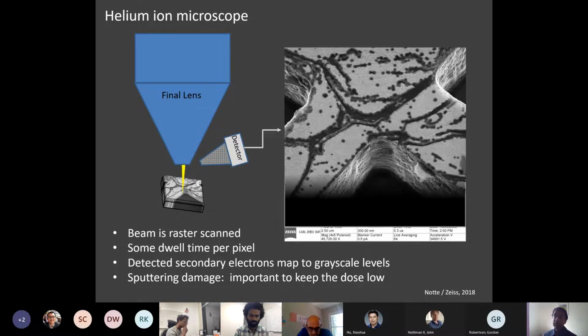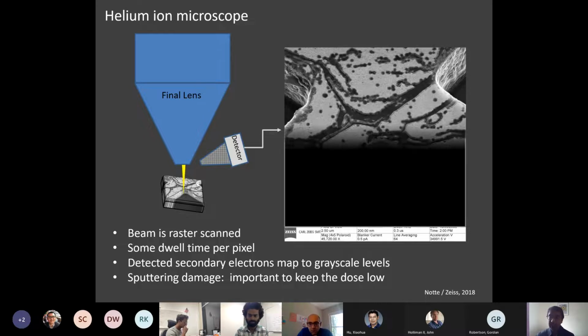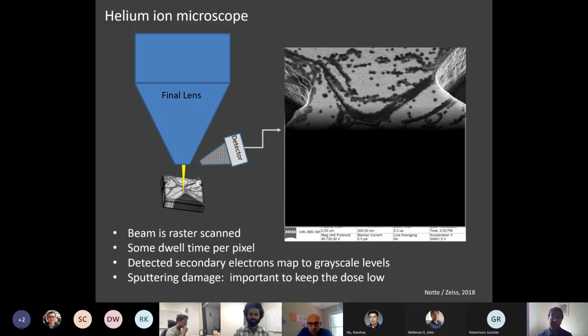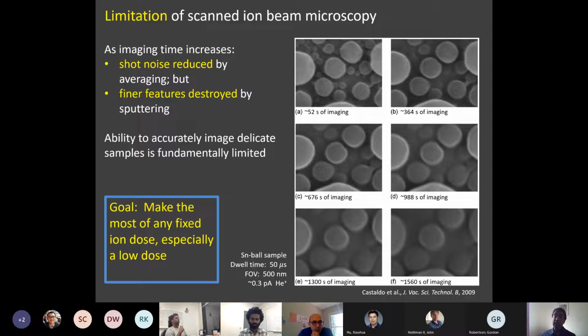One of the major limitations of helium-ion microscopy, and it's actually more important if you use even heavier ions, is damage. So it's important to keep the dose low. To illustrate damage, shown here are images acquired with increasing imaging time from 52 seconds to 364 seconds, etc. As the imaging time is increased, the shot noise is being reduced by the increased averaging, but the finer features are being destroyed by sputtering. Because of this, the ability to accurately image a sample is fundamentally limited. You can't just image longer to get a better image, and the more delicate the sample is, the more that's true. Since ion beam microscopy is limited by sample damage, it's important to make the most of any fixed ion dose, especially if it's a low dose.